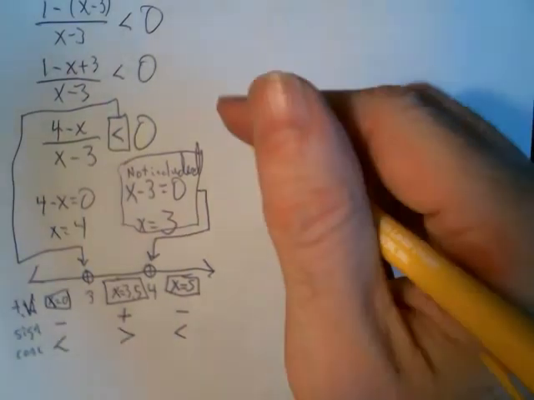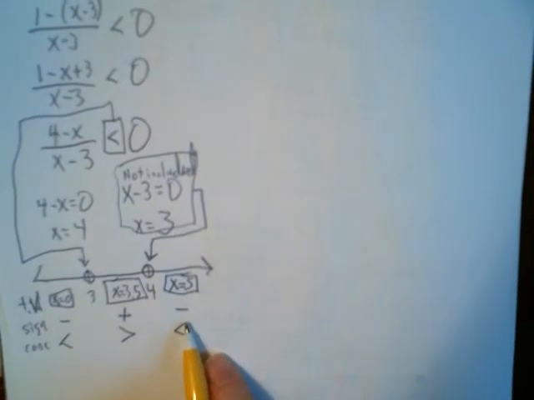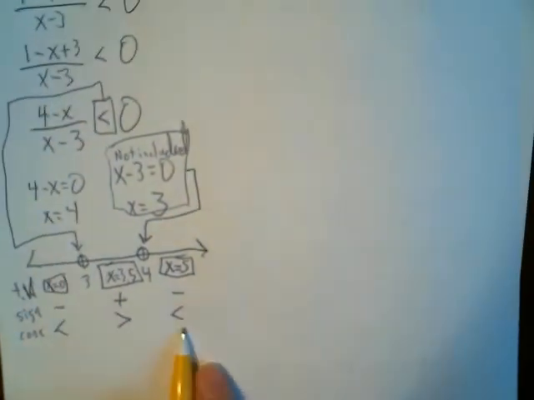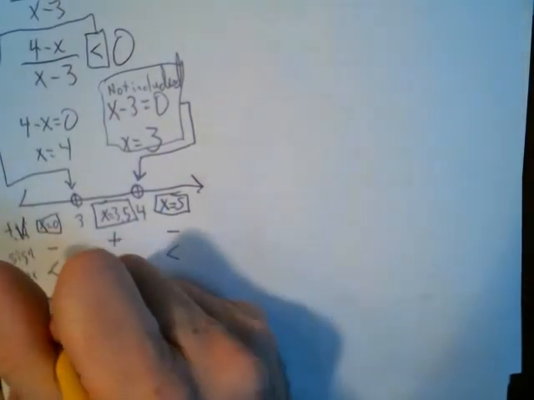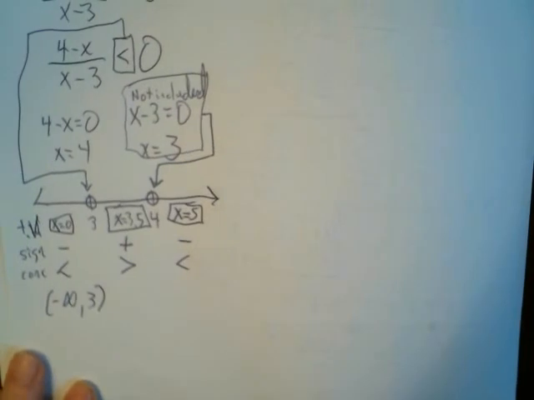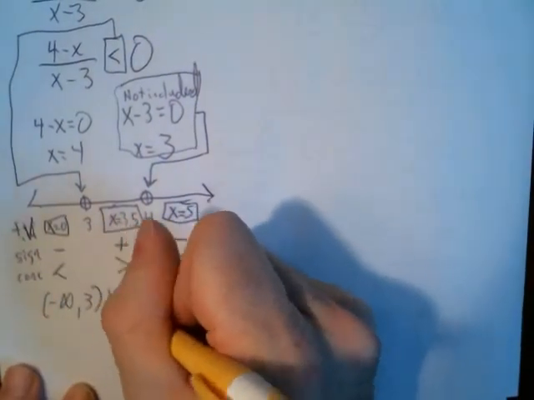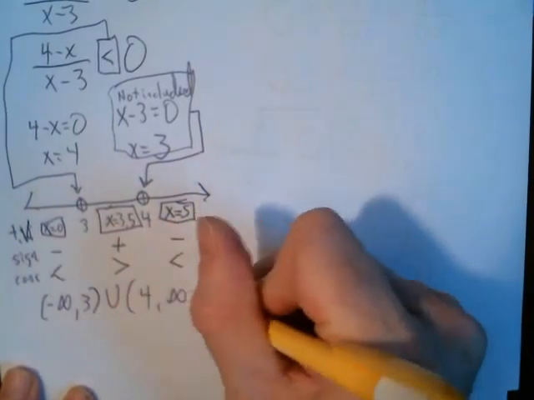Okie dokie. So anyways, we'll draw up our conclusion based off this inequality. We want the less than intervals. So our solution will go from negative infinity to 3, not including 3. Okay. And then we're jumping over this interval, and then we're going 4 to infinity. Of course, not including 4.